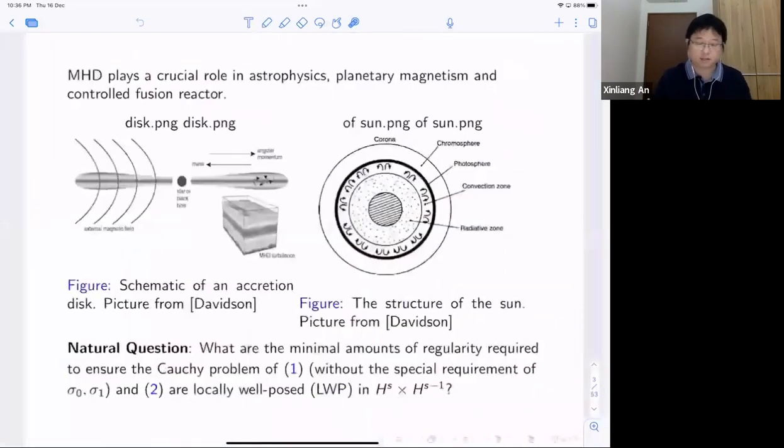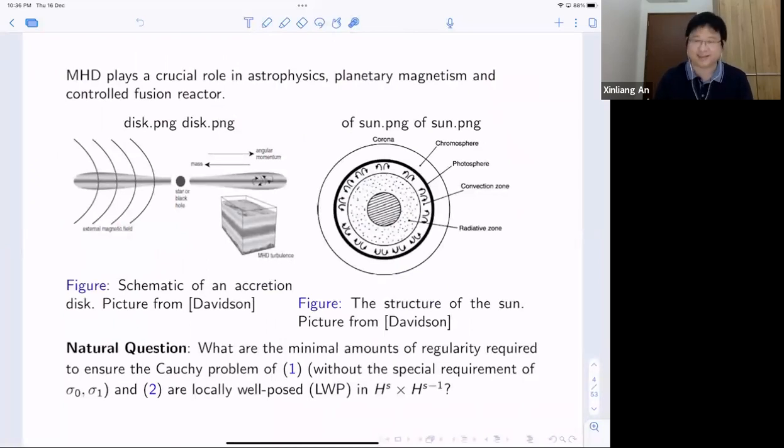MHD is very related to astrophysics. I know this is a seminar on general relativity, and I want to say that MHD is also related to general relativity, although in a slightly different way. MHD plays a crucial role in many physical scenarios, especially in astrophysics, in planetary magnetism, and for controlled fusion reactors. Let's look at the picture on the right hand side. This is the structure of the sun, especially there is a zone called the convection zone.